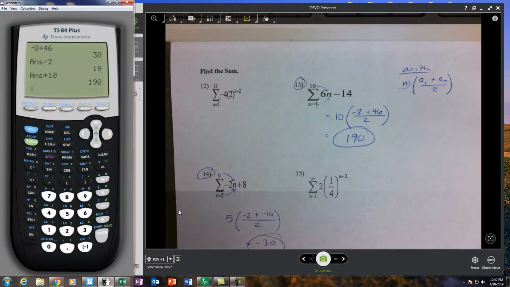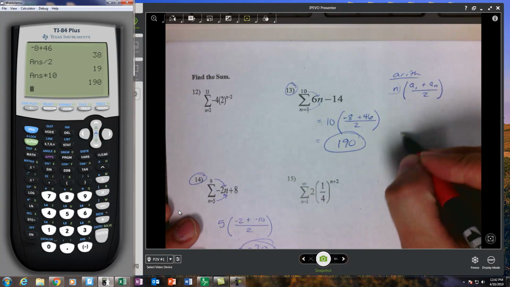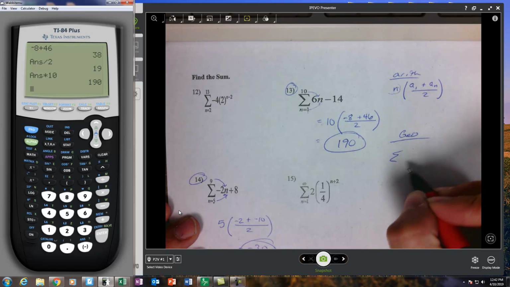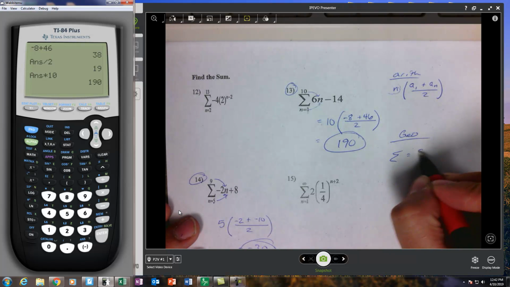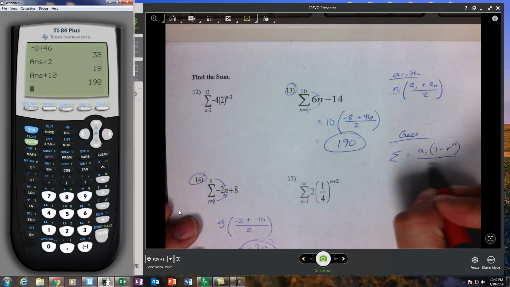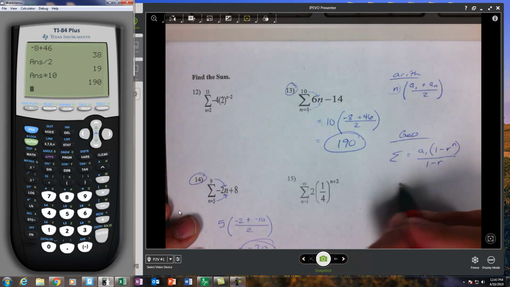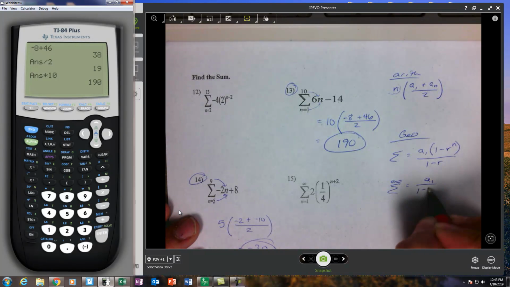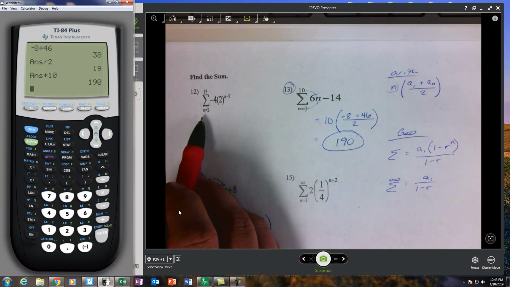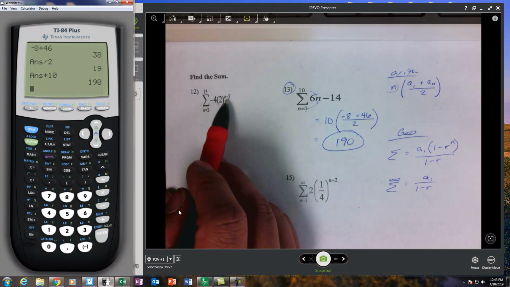These last two are geometric. And with geometric, there are 2 types. A standard geometric summation will equal a1 times 1 minus r to the n over 1 minus r. And an infinite geometric equals a1 over 1 minus r. So I'm going to do this non-infinite geometric. I can tell it's geometric because it has an exponent here.